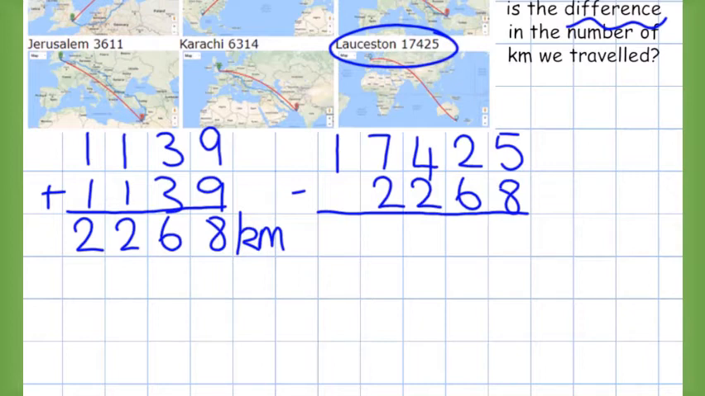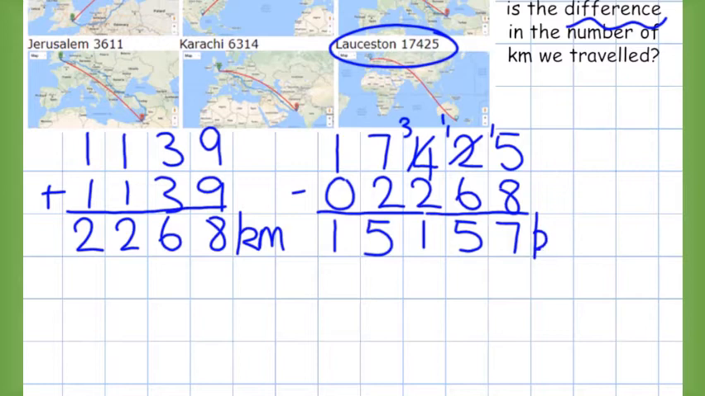So 5 take away 8 I can't do, so I need to exchange 1 ten for 10 ones, which gives me 7. 1 ten take away 6 tens I can't do, so I need to exchange 100 for 10 tens, and that gives me 5. 300s take away 100 is 300s take away 200 is 100. 7,000s take away 2,000 is 5,000. And 10,000 take away no thousands is 10,000. So the difference between the number of kilometres that we travelled was 15,157. Are you ready to have a go at a similar question?